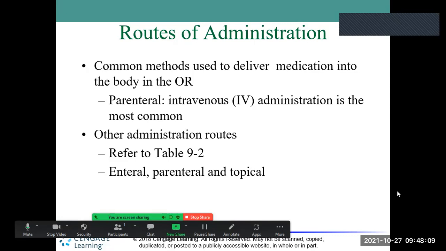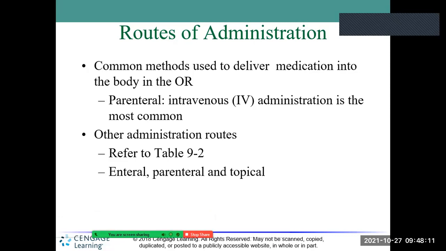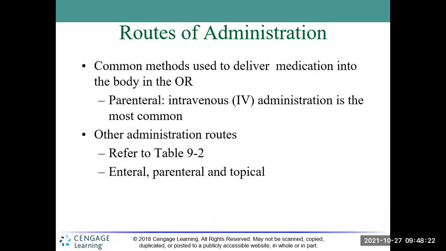So there are some different ways that the medication will be administered. Parenteral, so this is anything other than oral, basically. So we're looking at IV administration being the most common. We can also do intramuscular, but the IV is the most common.